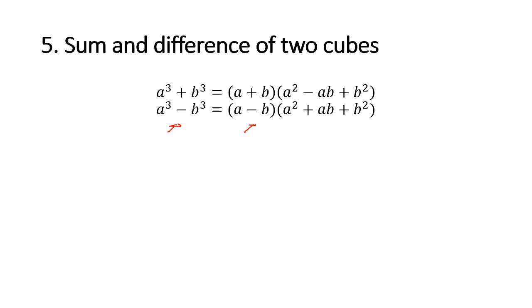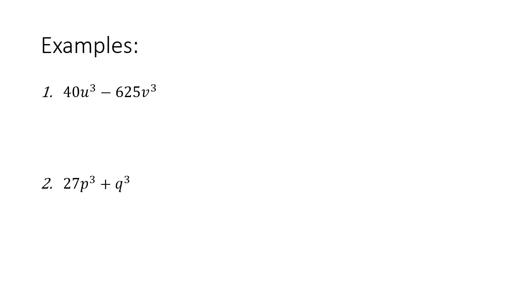So, to further understand this, let's have an example. You have 40u cubed minus 625v cubed. As you can see here, we don't have a value whose perfect cube is 40, and the same thing with 625. But if we try to get the common factor, which is 5, and factor it out, we will have 5 times the quantity 8u cubed minus 125v cubed.